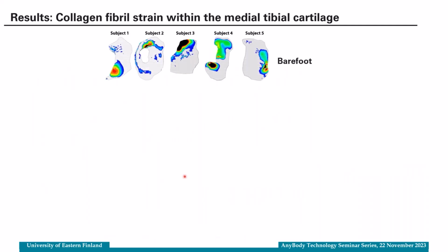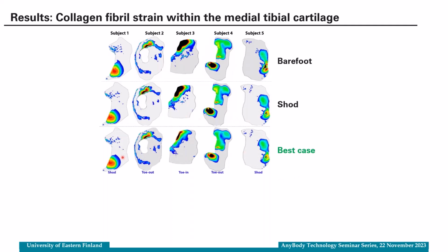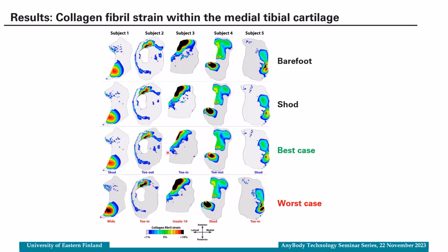And then going through the tissue mechanics, here I'm showing the distribution of tissue mechanics, specifically collagen fibril strain, which are at the time point of the peak of joint contact force for all the 5 subjects. On top, it is the collagen fibril strain when the subjects walk barefoot. Then we have the shod walking, we have the best case scenario and worst case scenario, where the best case scenario is the modification which ended up with the minimum collagen fibril strain during the stance phase of the gait. And the worst case scenario is the modification that gave us the maximum collagen fibril strain during walking.